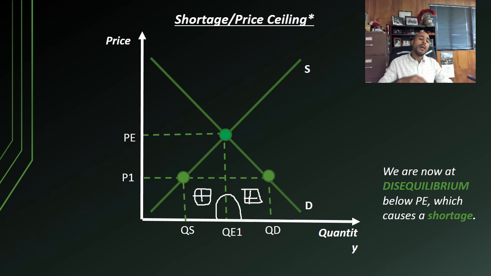Okay? Now, the problem with lowering the price below equilibrium is that it creates a disequilibrium. Hopefully you remember that disequilibrium is any price below our equilibrium price. This is going to result in a shortage because our quantity demanded is greater than our quantity supplied.